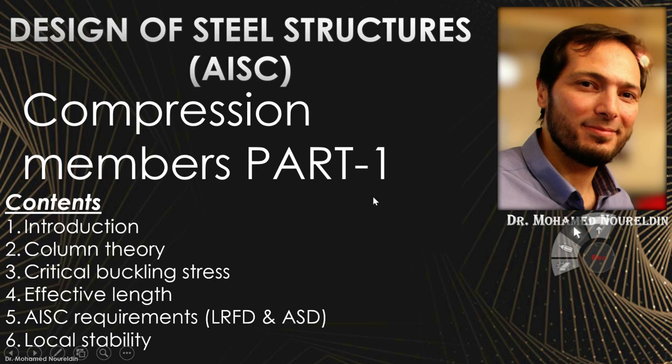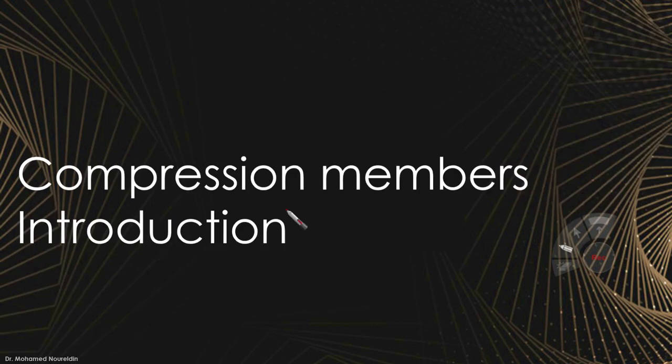We're going to have different parts, and the brief contents of today's video is going to be an introduction in the beginning. After that, I'm going to talk about the column theory, which is related to the critical buckling stress and the effective length. After that, I'm going to talk about the AISC requirements for LRFD and ASD for the design of the compression member critical buckling strength. And then I'm going to talk about local stability. Okay, now let's go to the compression members introduction.